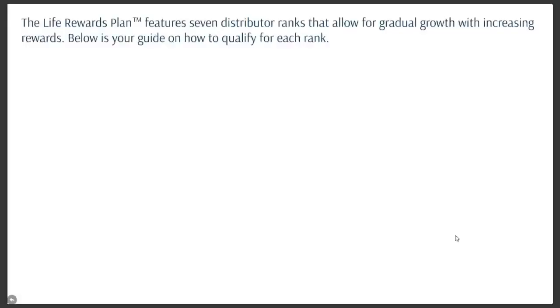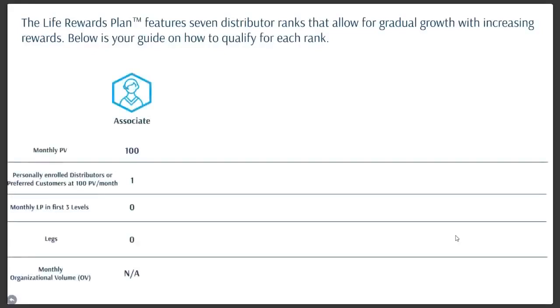So we actually have 7 different ranks in the Life Rewards Plan, and each rank is designed to give you good gradual growth goals and rewards. So let's go ahead and look at what it takes to qualify for each one of those ranks.